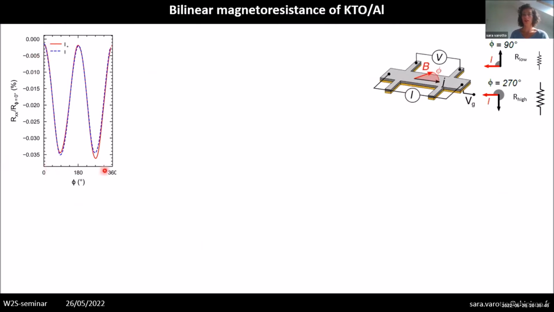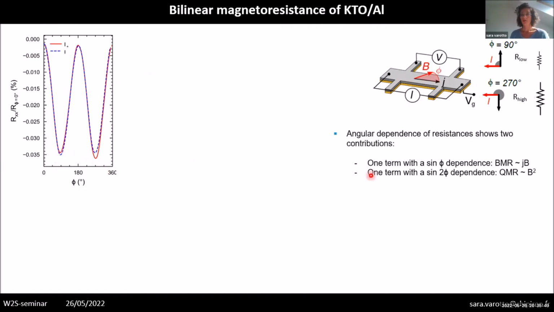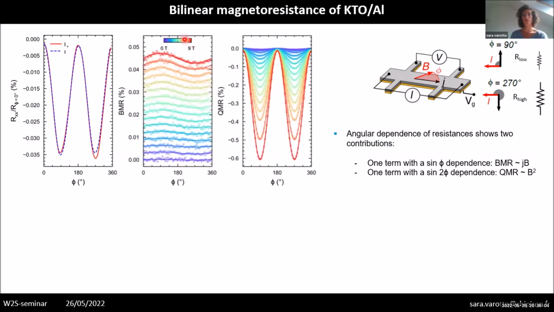And by changing the magnetic field orientation in the plane, we observed the appearance of two terms: a sine of phi and a sine of 2 phi. We can extract them by taking either the sum or the difference between two curves with opposite current. As you can see here, by taking the difference, we get the BMR, which depends as sine of phi. And taking the sum, we get the QMR, which depends as a sine of 2 phi.